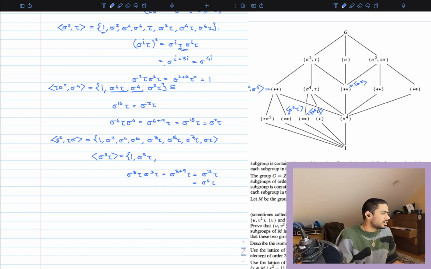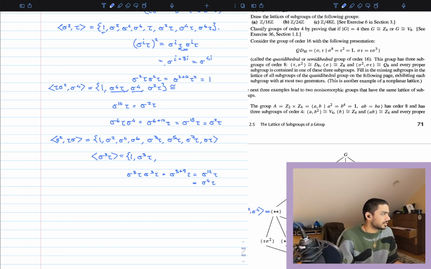what? Apparently, this group has order 8 and is isomorphic to the quaternions. So apparently sigma tau has order 4. Which is making sense to me. But man, this is weird. Because... yeah, this is actually very confusing.